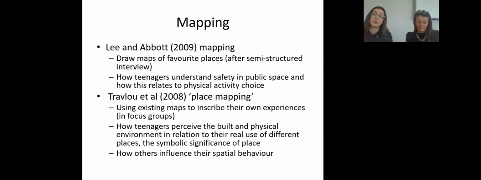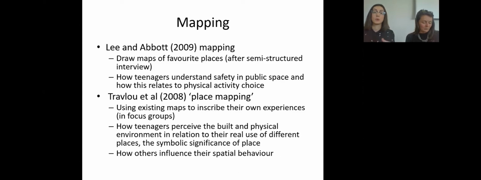So there are two main ways to conduct a mapping interview. Lee and Abbott in 2009 gave participants blank pieces of paper and asked people to draw a kind of cognitive map of their favourite places, which was conducted after a semi-structured interview. So perhaps your participant may have a blank sheet of paper and you start by asking, draw your own home. And then from that, indicate on this map how long it would take you to go to a bus stop. Where are your local services?